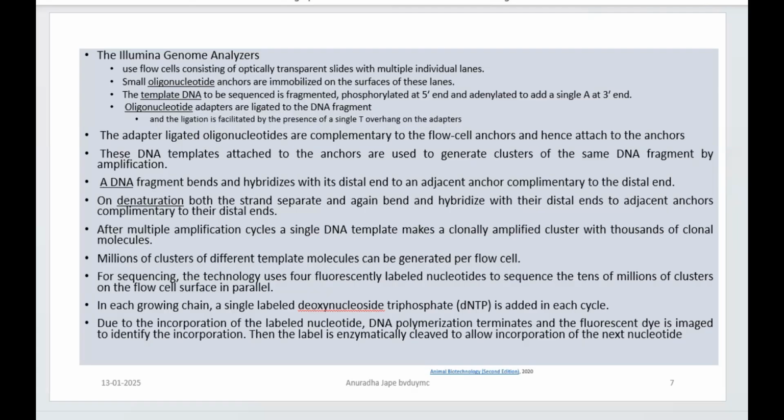Now you have to give the amplification, so multiple amplification cycles are run, so you get clusters of thousands of clones, you can say, or clusters of thousands of copies of that DNA fragment generated, but they will remain there only at a particular location. So after the amplification cycles, a single DNA template makes multiple copies, that is what we call a clone.